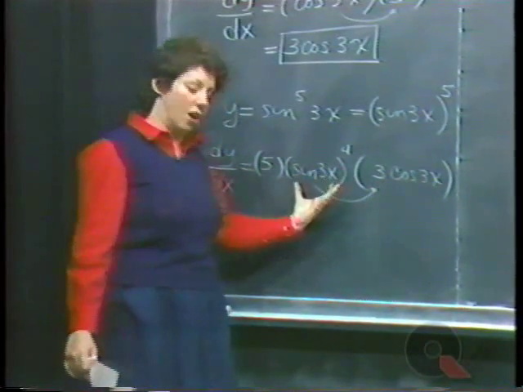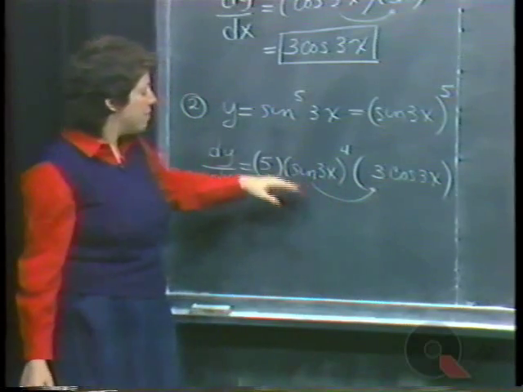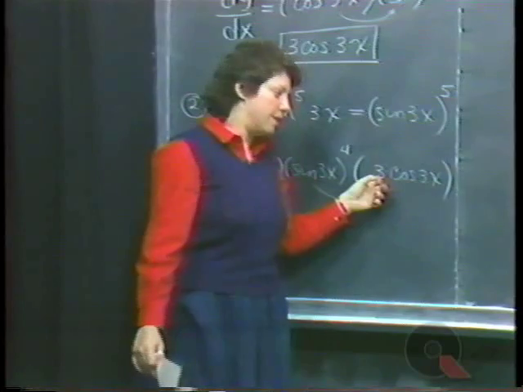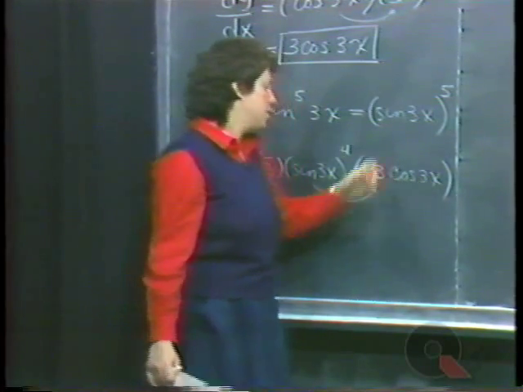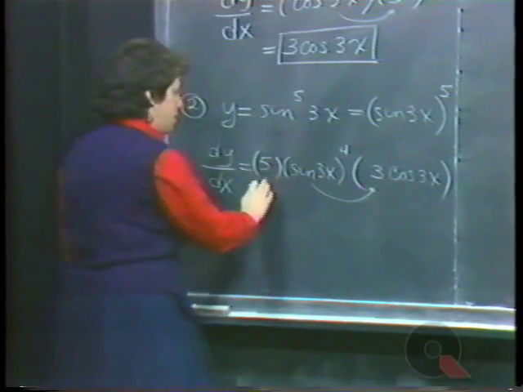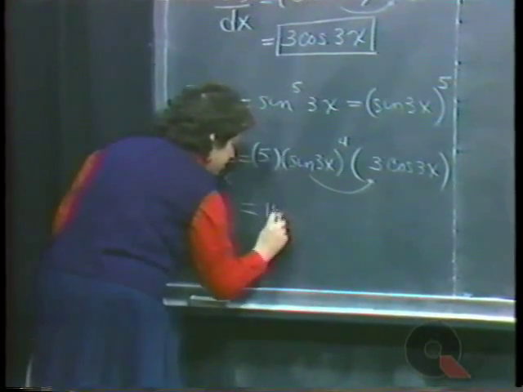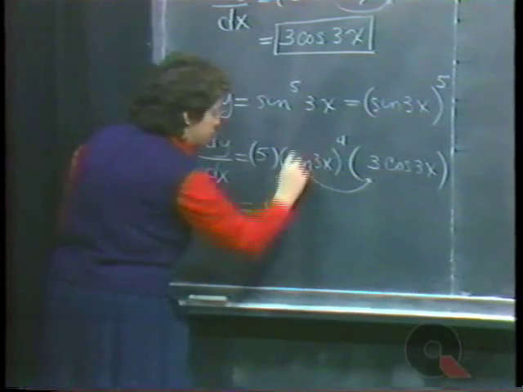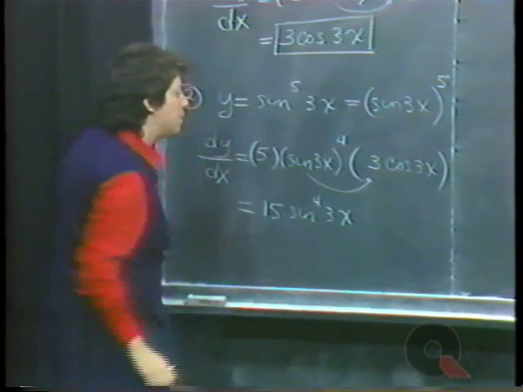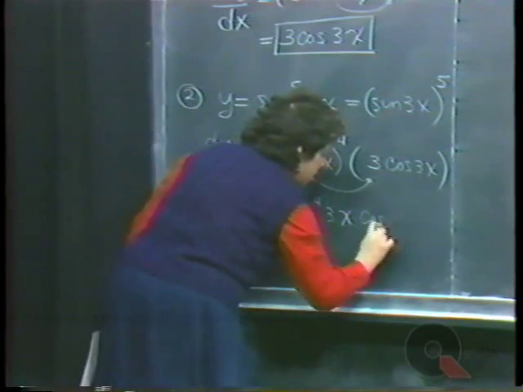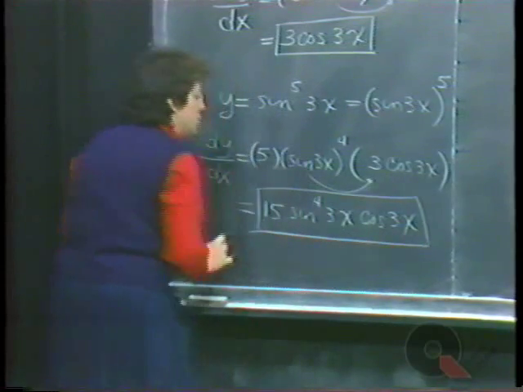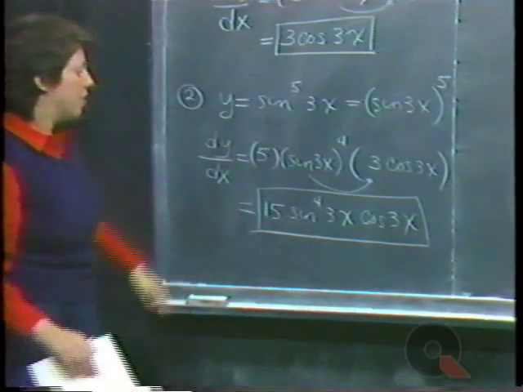But what is the inside? Sine of something. So the derivative of sine of something is cosine of the same something times the derivative of the something. So cosine of 3x times 3. And we can write this answer as, let's see, 5 times 3, that's 15. Sine of 3x to the 4th power, we can write sine 4th 3x and eliminate the need for the parentheses, cosine of 3x. So 15 sine 4th 3x cosine 3x.